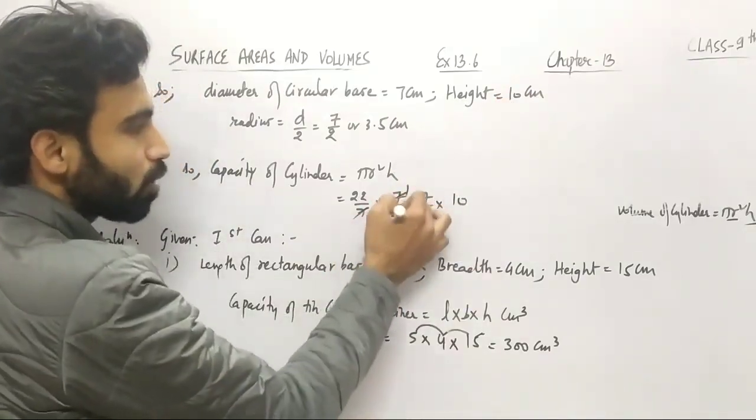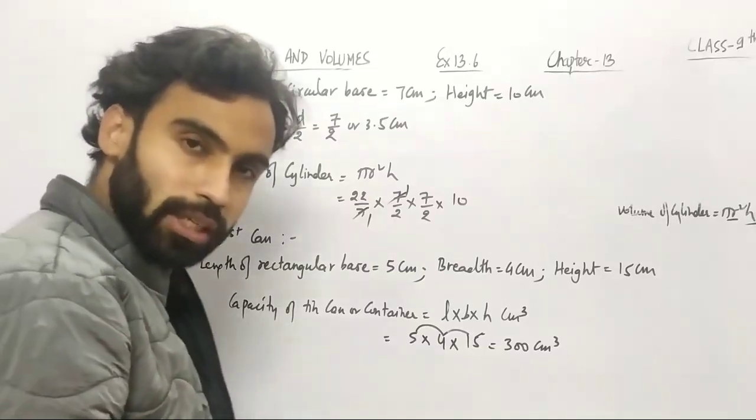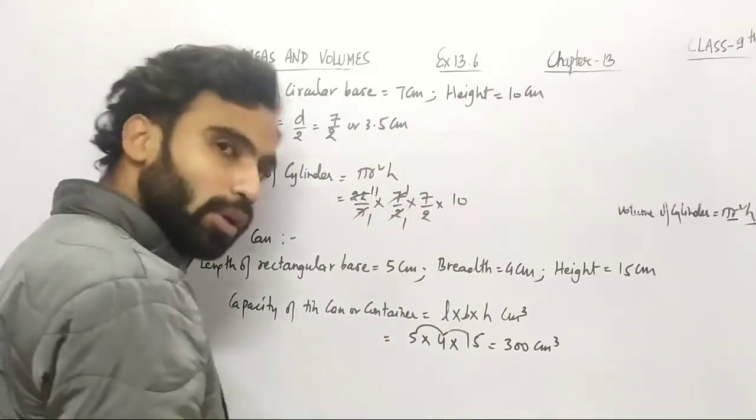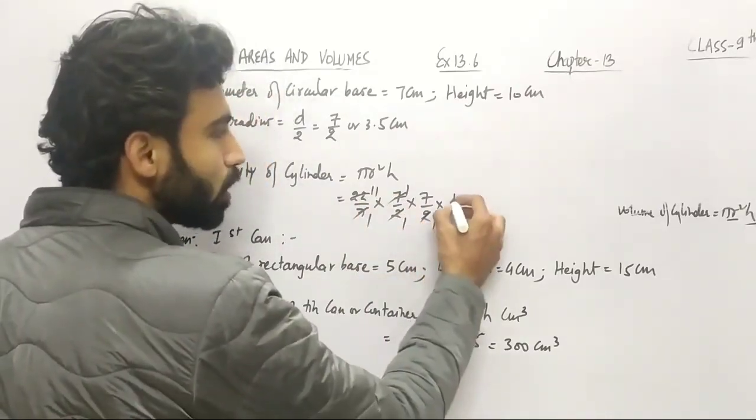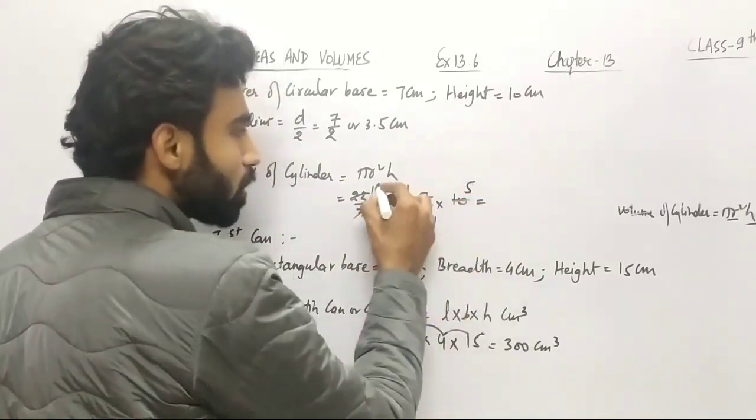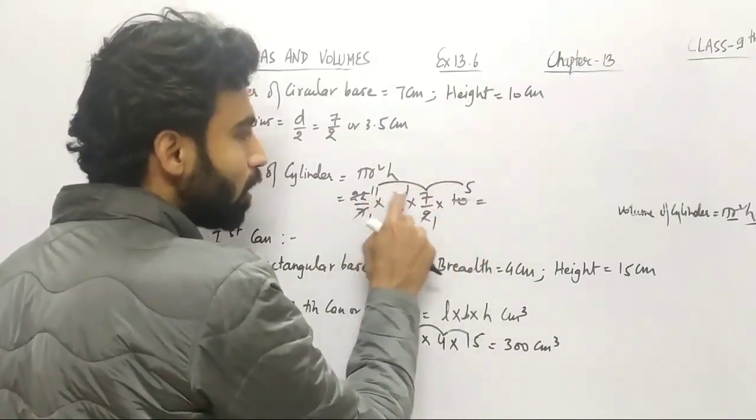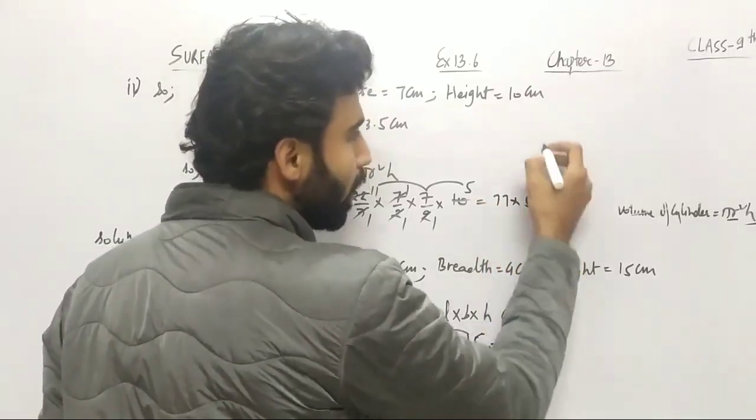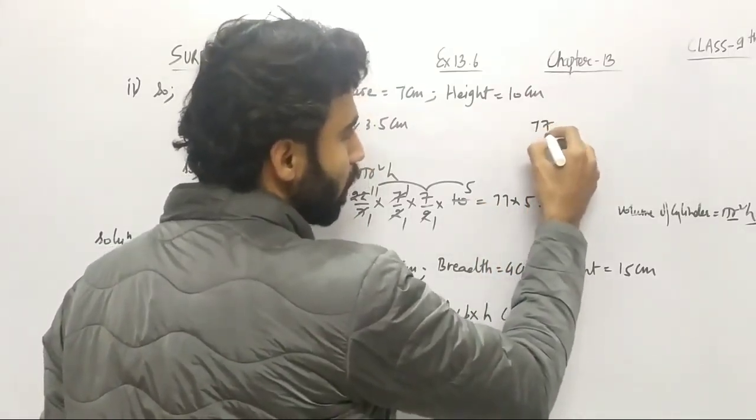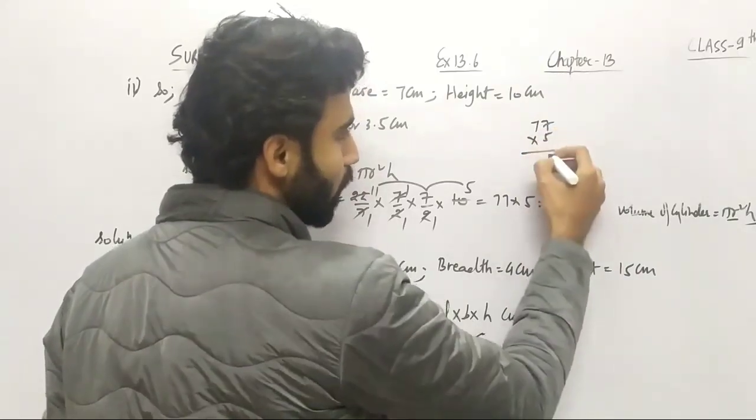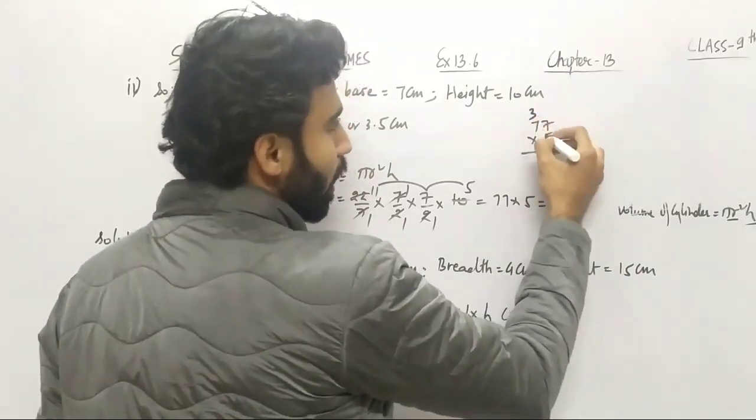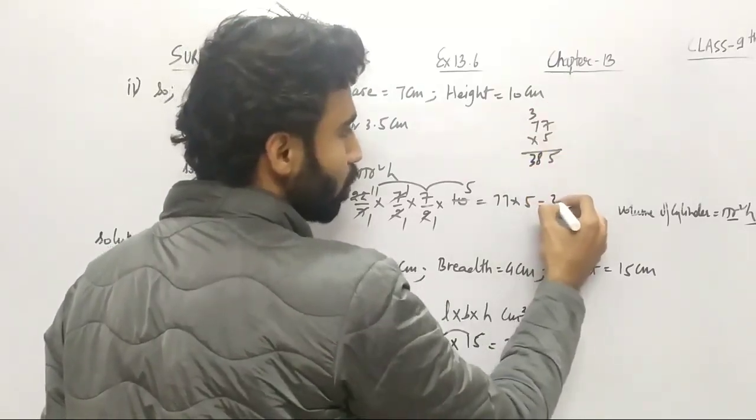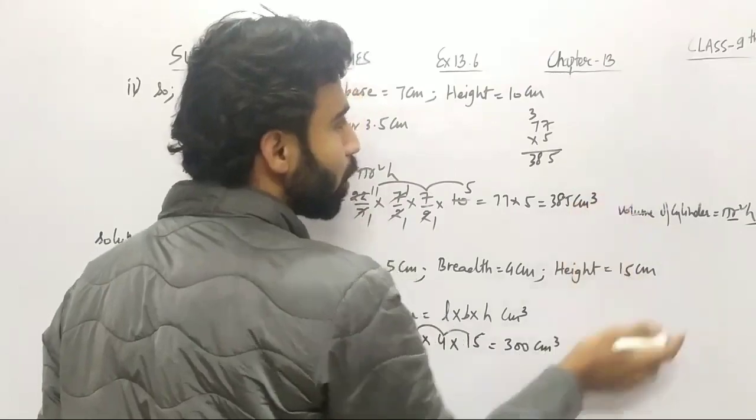So now if I just solve this, 7 1 is 7, 7 1 is 7. So this will get reduced. Now 2 1 is 2, 2 11 is 22. Then further again 2 1 is 2, 2 5 is 10. So if I just multiply these, 11 7 is 77, 77 into 5, right? So that will be the capacity of this container. So let me just solve this. So 5 7 is 35, 3 carry, then 5 7 is 35, 36, 37, 38. So 385 centimeter cube, right?